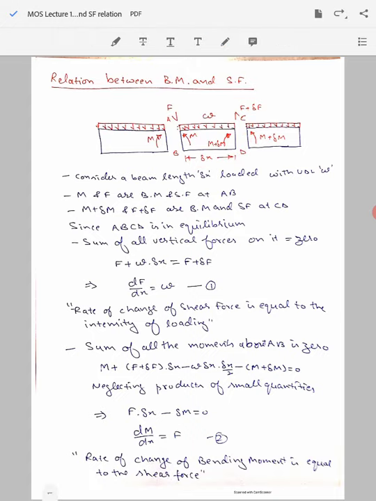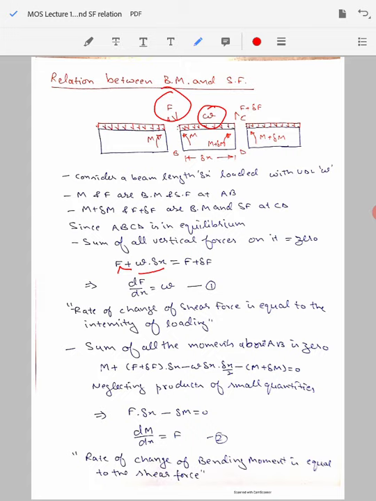Now because this element ABCD is in equilibrium, the sum of all the vertical forces on it should be 0. We start from the left hand side edge and we see that there is a shear force of value F acting in the downward direction. The next force is the impressed force w, and as it is acting over the length delta x, the net force because of it will be w into delta x. So there will be F and w into delta x, both acting in the downward direction.